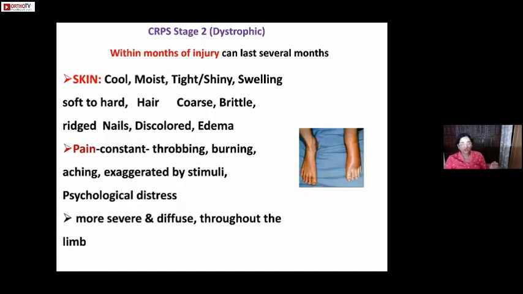Stage 2 is the dystrophic stage, within months of injury, and can last several months after the injury. The skin becomes cool, moist, thin, tight, and shiny. There is swelling, which may be soft to hard. There are hair and nail changes. Pain is constant. It is a throbbing, burning type, and exaggerated by stimuli. There is associated psychological distress due to more severe and diffuse pain, which may be throughout the limb.